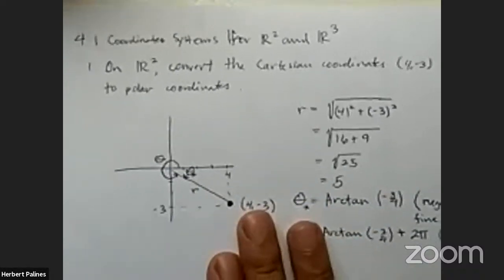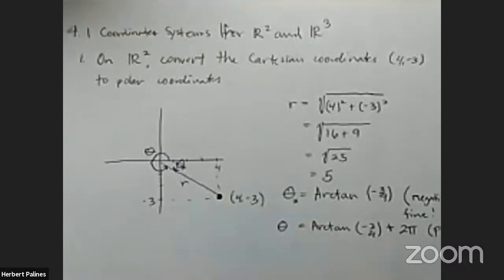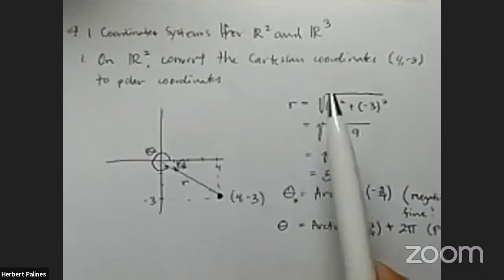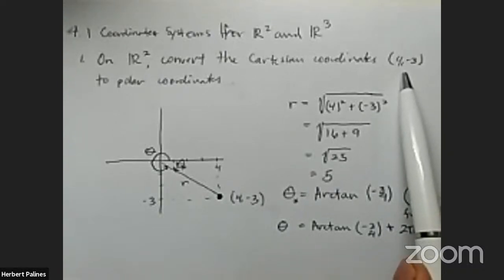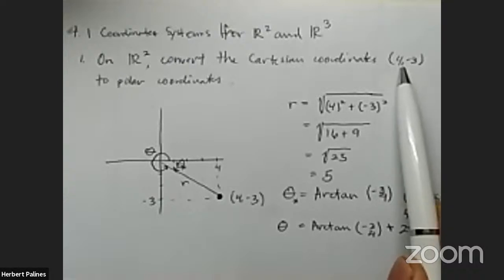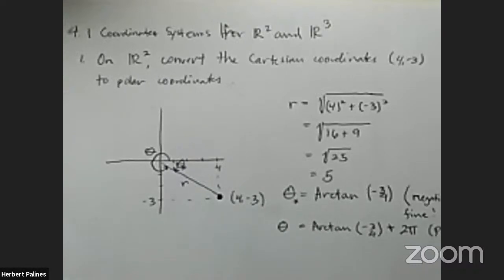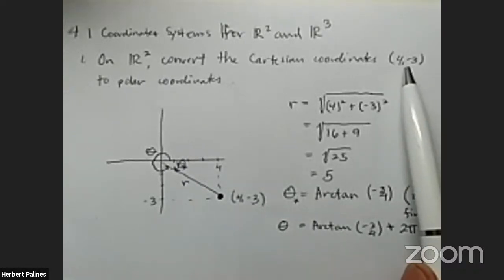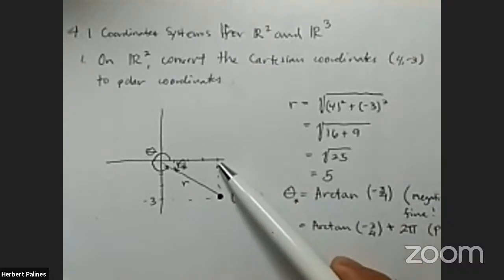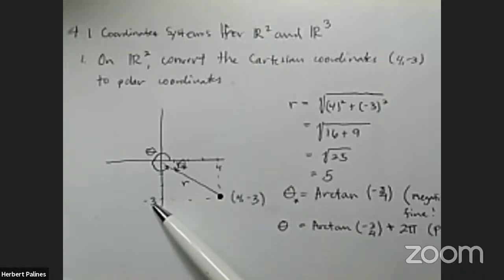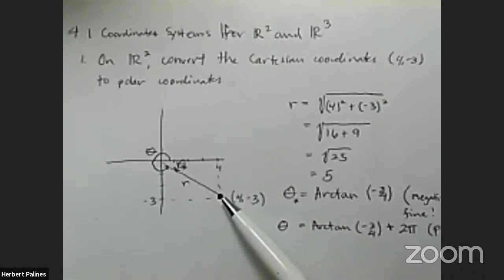So in exercise number 1, basically your goal is to convert this point, which is in Cartesian coordinates, (4, -3), to polar coordinates. So we plot this point in the Cartesian plane. The x coordinate is 4, the y coordinate is -3. So we'll land on the fourth quadrant.